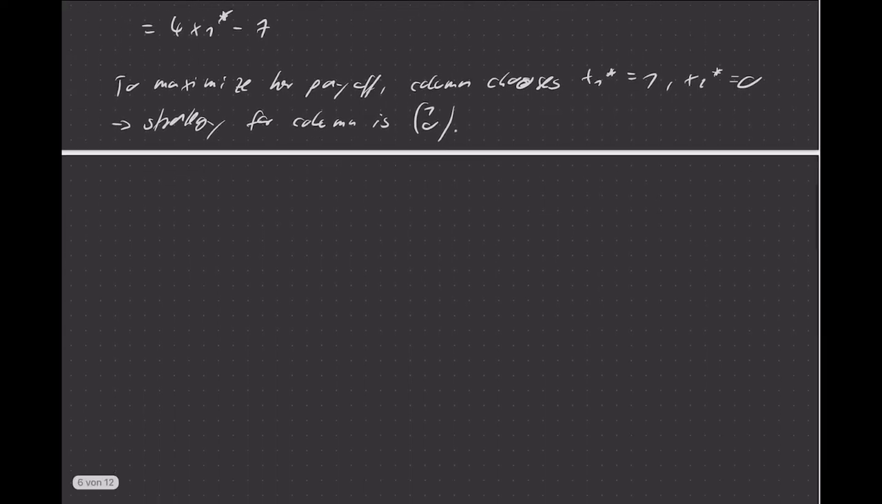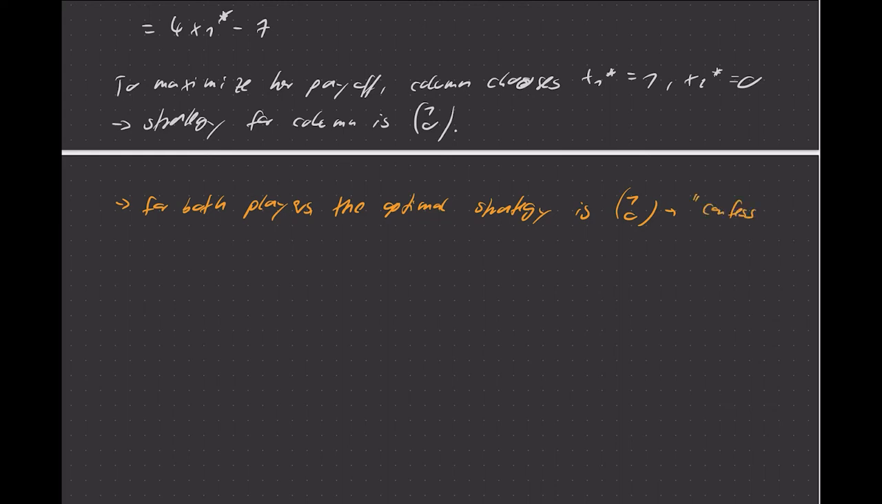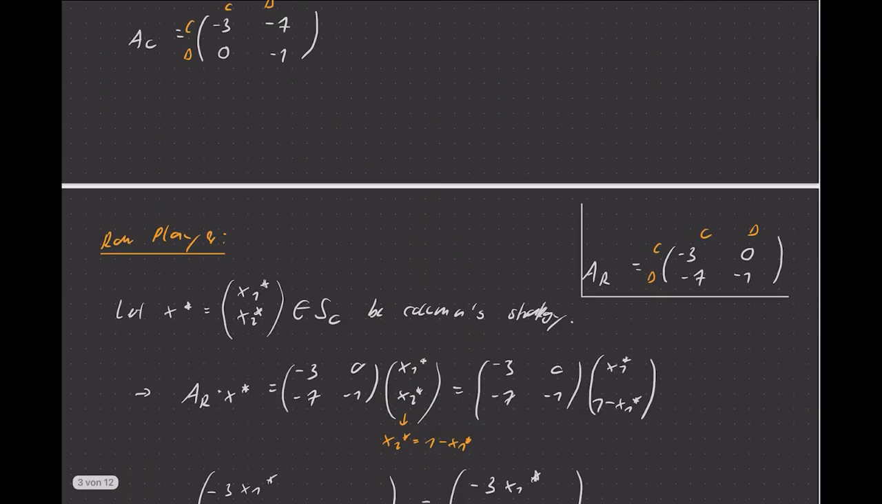So what that means is, in our analysis, for both players, the optimal strategy is 1, 0. And remember that 1, 0 strategy was confess. So both players will confess. Now, what is the consequence of that? Let's again have a look at the two payoff matrices. I'll copy those.